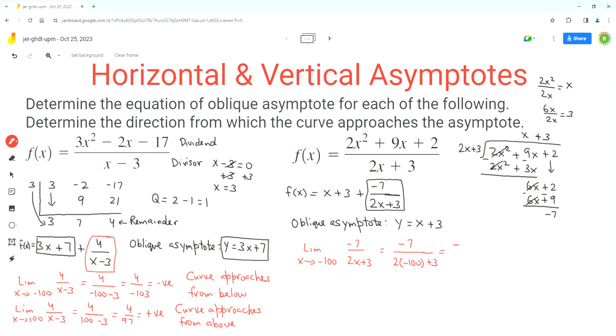So the numerator is a negative value. The denominator will also be negative. So 2 times negative 100 is negative 200, and negative 200 plus 3 is negative 197. So the overall value will be positive. So the conclusion will be that on the left side, the curve approaches the asymptote from above.